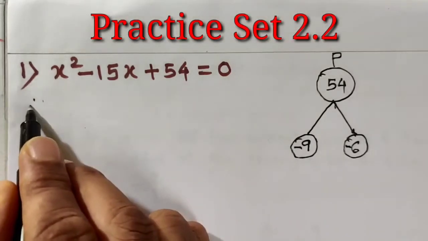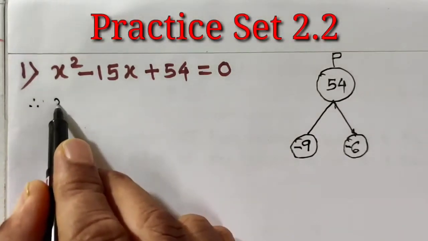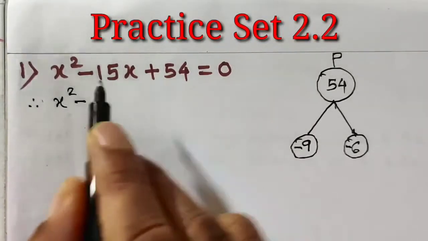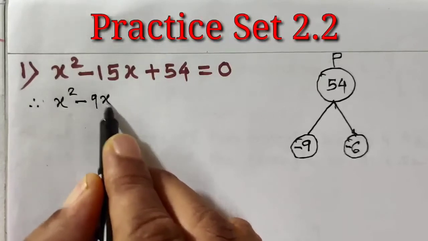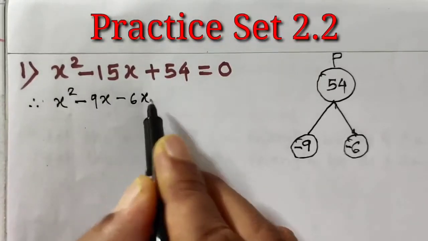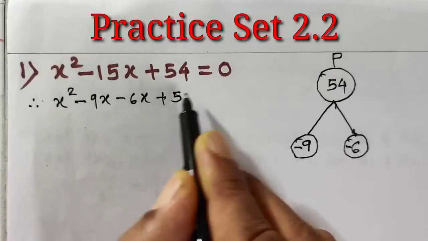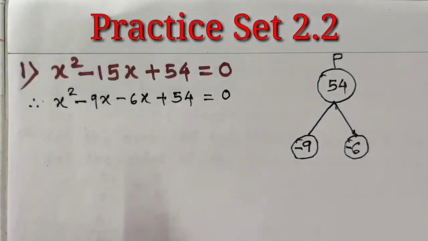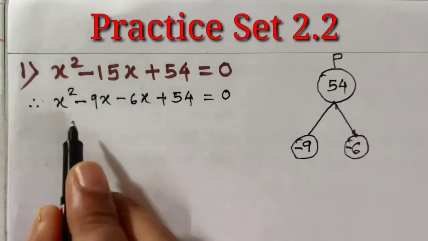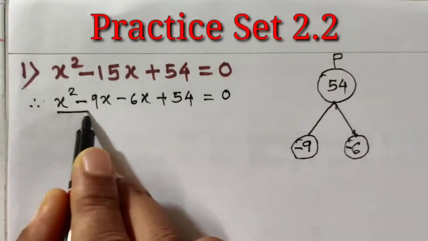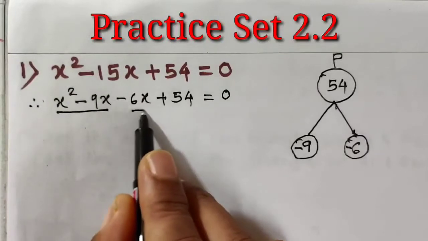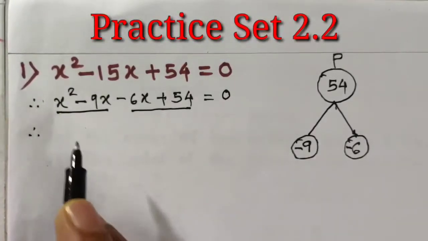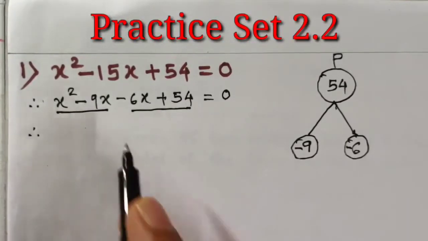Now how to write? First term as it is, x square. Split up this middle term. 15x can be written as minus 9x and minus 6x, plus this last term as it is. Don't disturb the first and last term. Both terms remain as they are. Now make a group of the first and second term, and a group of the third and fourth term.